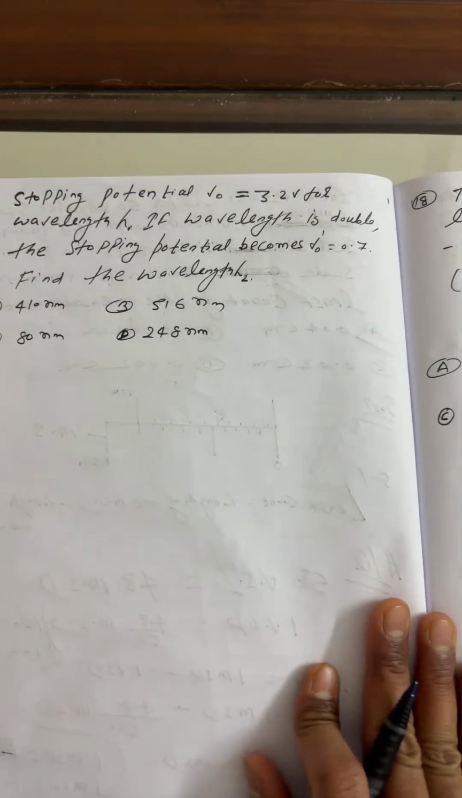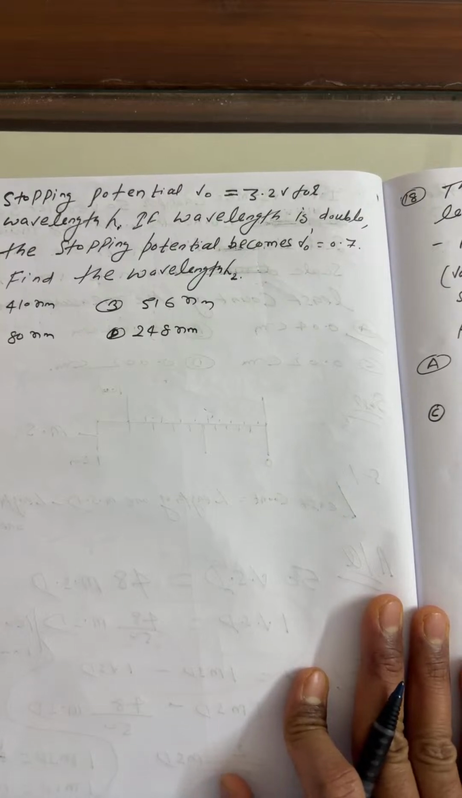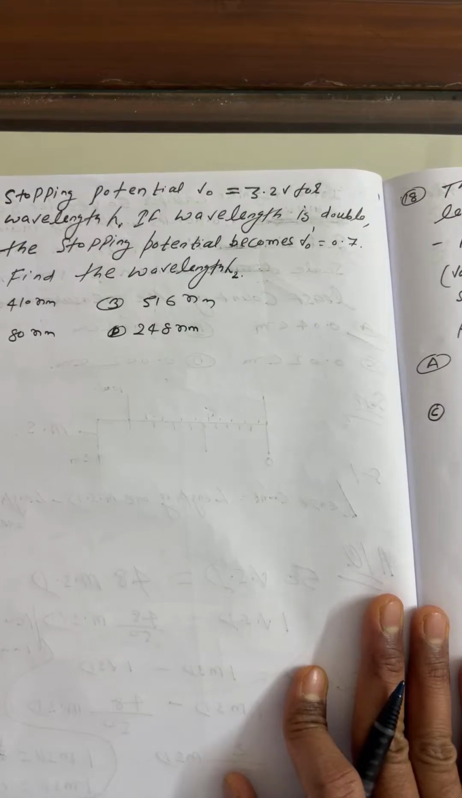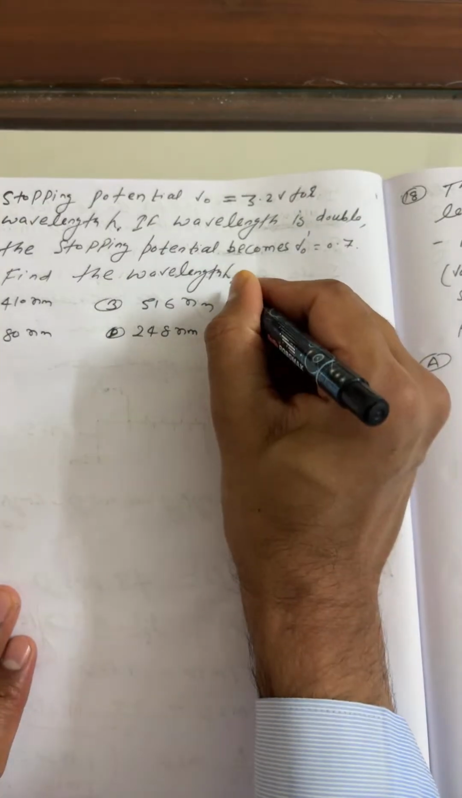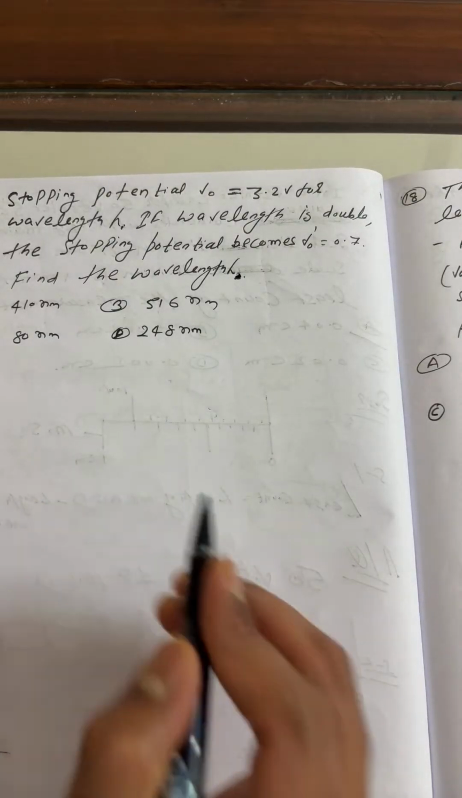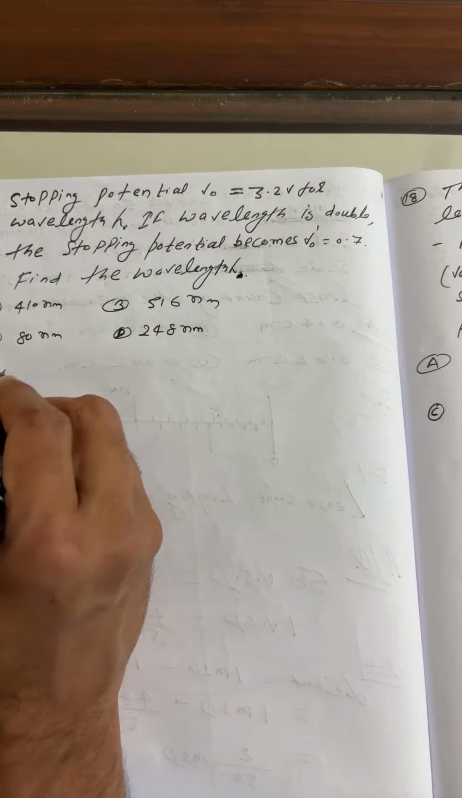Now, have a look at the next question here. What's the question? Stopping potential V naught is mentioned, that is 3.3 volt, for wavelength lambda 1. If the wavelength is doubled, the stopping potential becomes 0.7. We have to find the wavelength. You can use the Einstein equation.